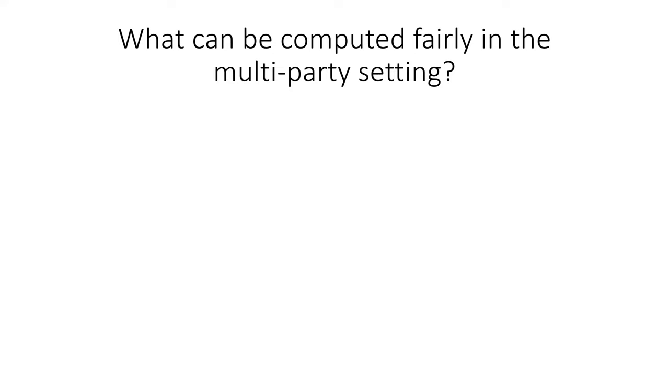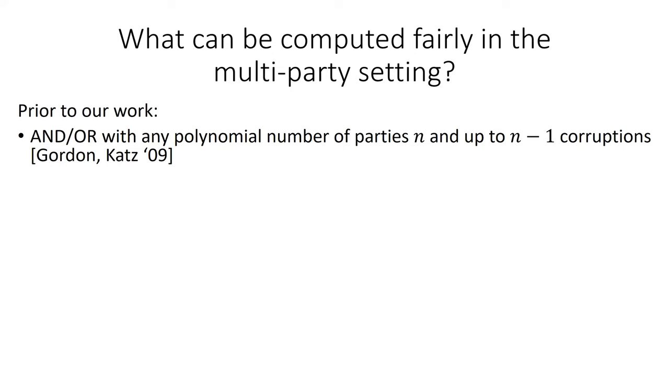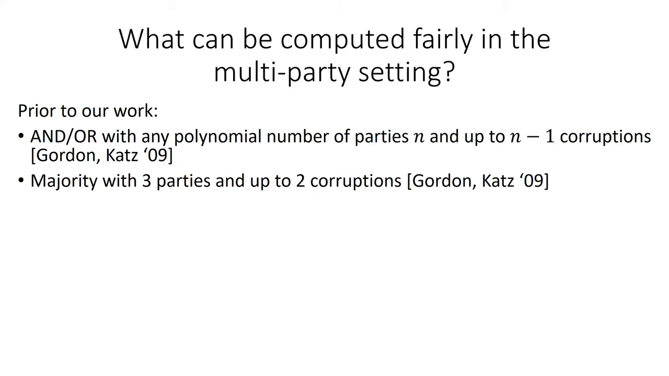What is the situation for the multi-party setting? Prior to our work, it was known how to compute the AND and OR functionalities with any polynomial number of parties and up to n-1 corruptions. It was also known how to compute the majority function with 3 parties and up to 2 corruptions.